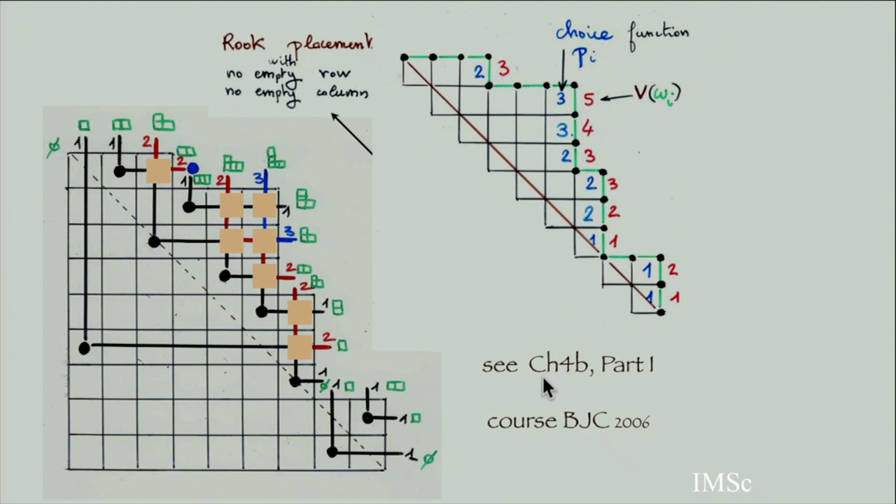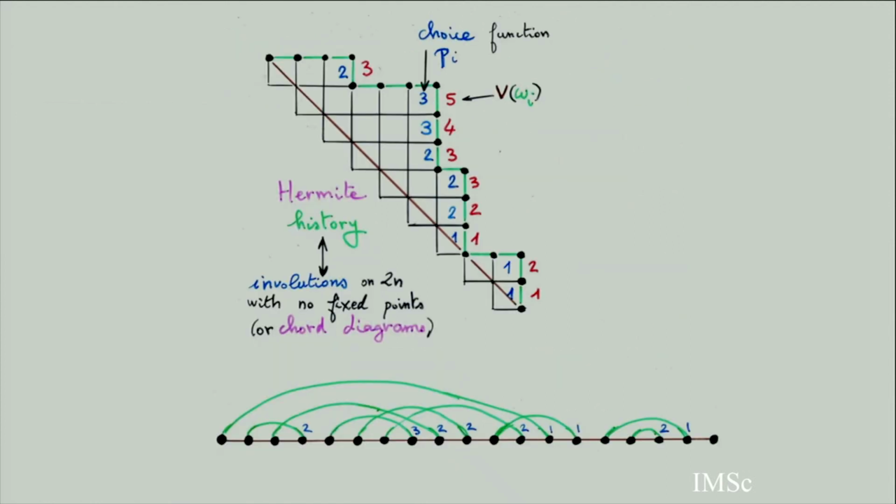So we go back to, I go fast, so if you want to understand clearly, go back to part 1 of the class, the chapter about permutations, the n factorial word. From this rook placement, you get a Dyck path with the blue numbers, the number of choices to put your different rooks row by row. Such a Dyck path with the blue numbers is called a Hermite history, because it is related to the moments of the Hermite polynomials.